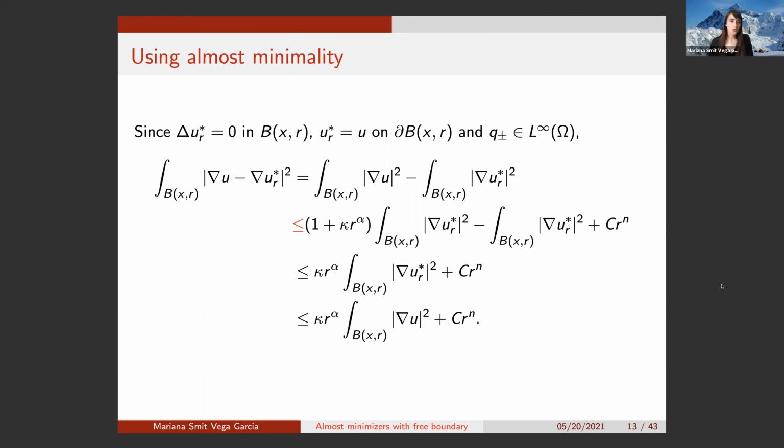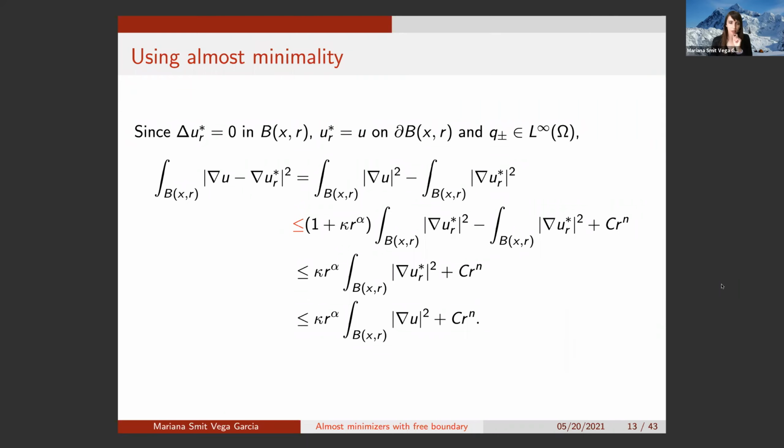So I copy the first term. I remind myself that u_R star is a beautiful harmonic function. That means that it minimizes the Dirichlet energy, if I look at any other function with the same boundary data, in particular u. Because of that, I'm able to rewrite that first term as this difference, which is really nice because now I can estimate the first term.